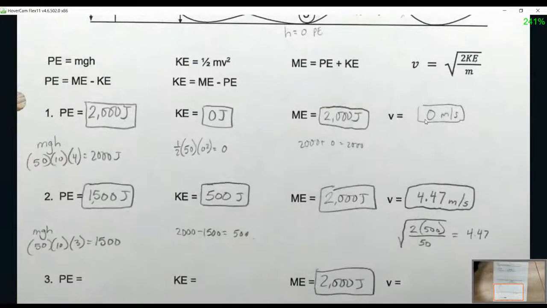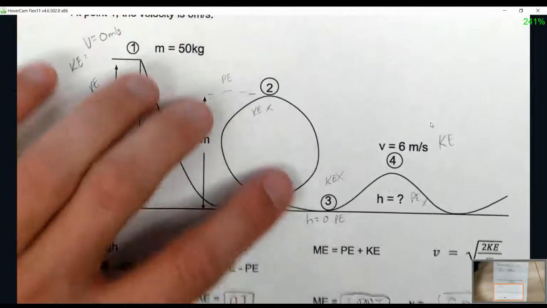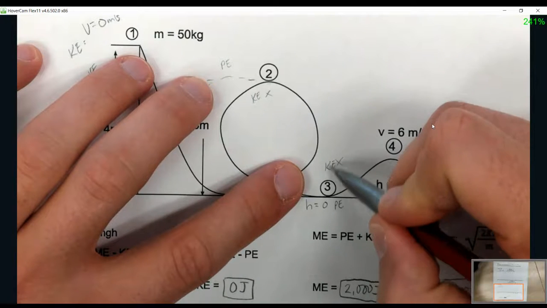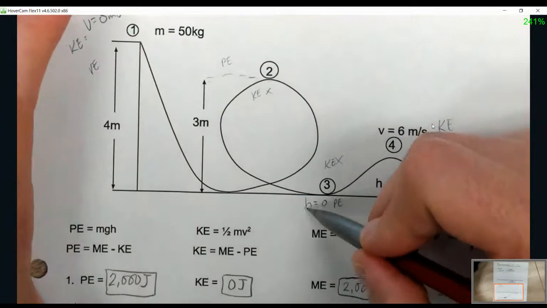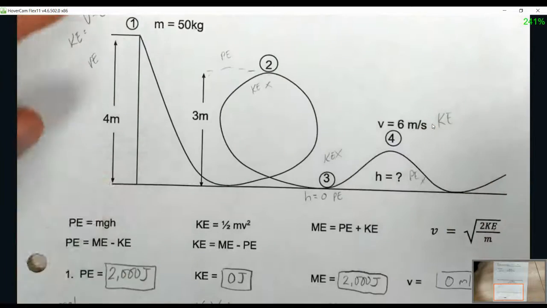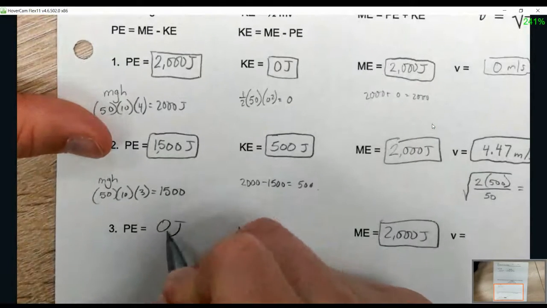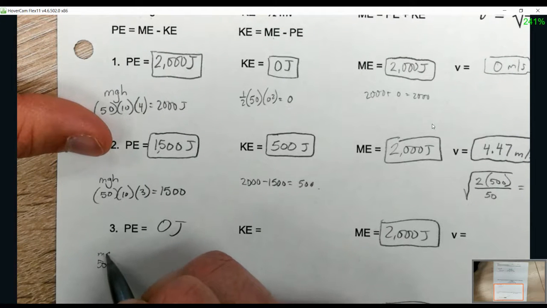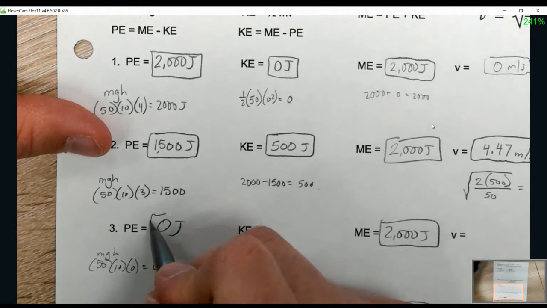All right, so you have point one done. You have point two done. Now right here, we didn't know what the kinetic energy was because we didn't know the velocity. But if you're just looking at this, the height here we're assuming is 0. So we know that that is 0, because even if you did mgh, 50 times 10 times 0 is 0. All right, so I know it's just 0. Boom.